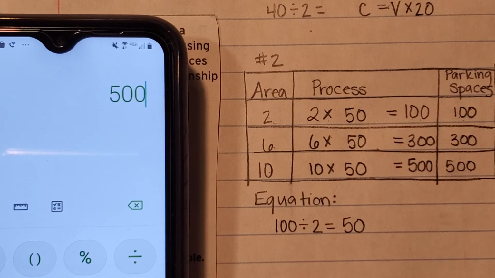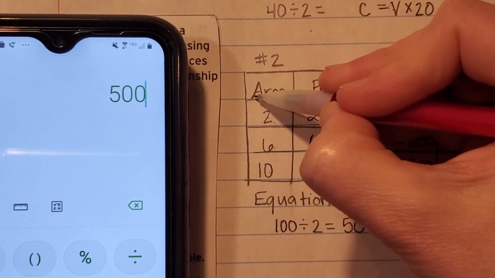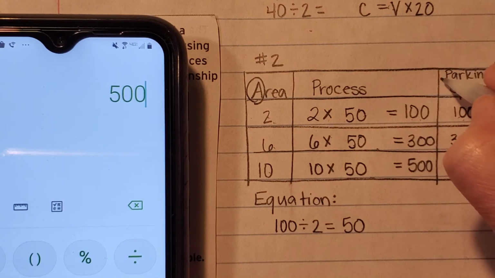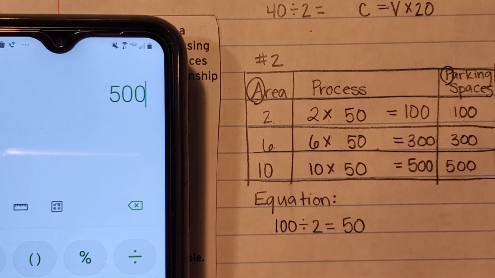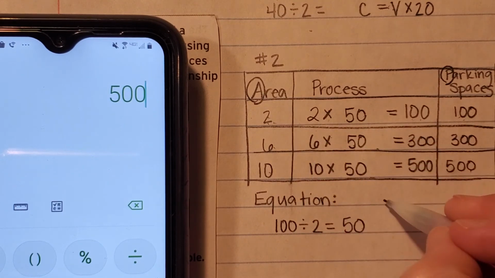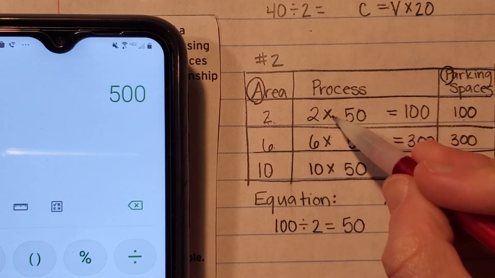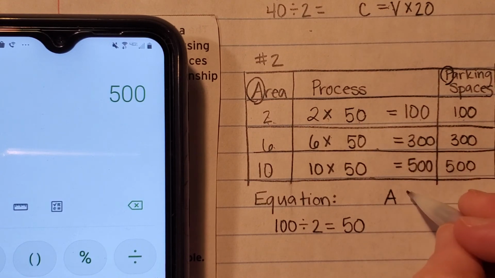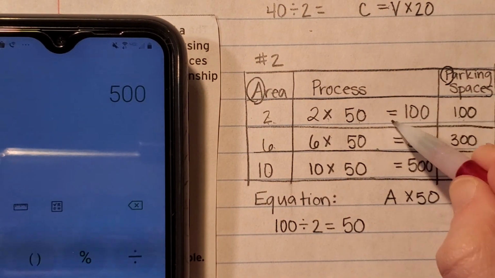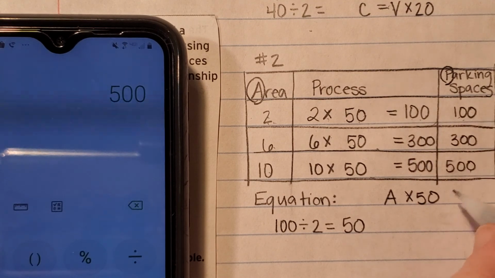We're ready to write our equation. Remember, we're going to use the first letter in each of our words. So I'm going to use A for area and P for parking spaces. So if I start with my area, which is 2, and my process says to multiply by 50, that will equal my parking spaces.